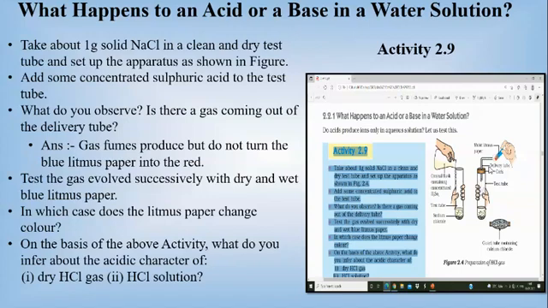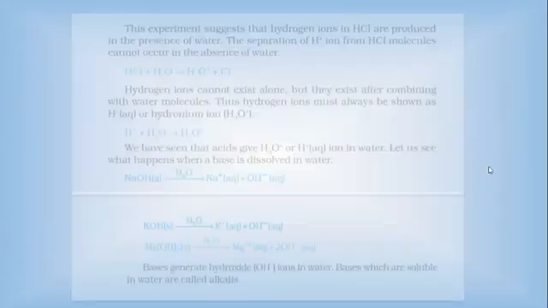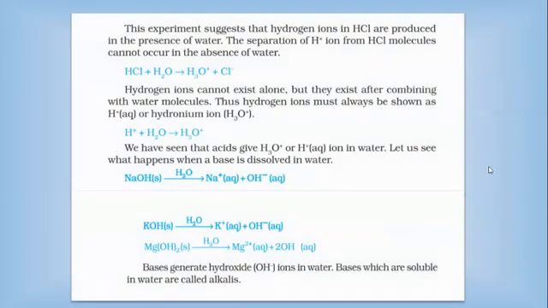You observe that there is no reaction between dry litmus paper and the HCl gas, whereas there is a reaction between wet litmus paper and HCl gas. Now why is it so? We'll see that. This experiment suggests that hydrogen ions in HCl are produced in the presence of water. The separation of H plus ions from HCl molecules cannot occur in the absence of water.